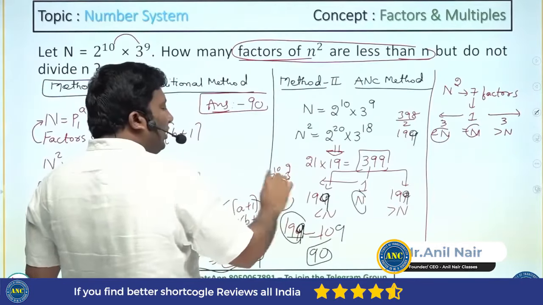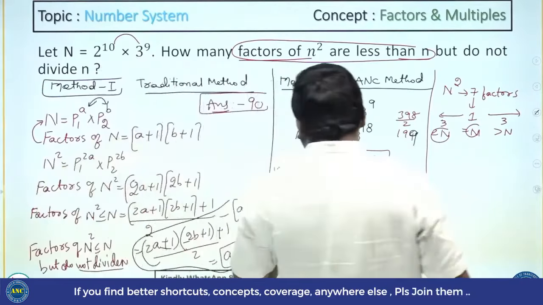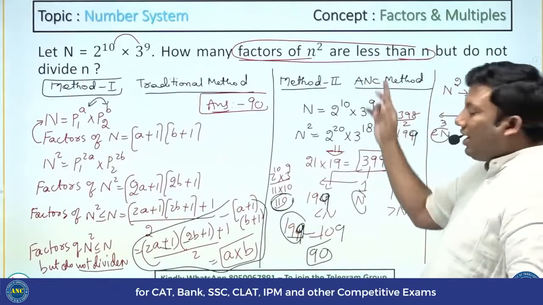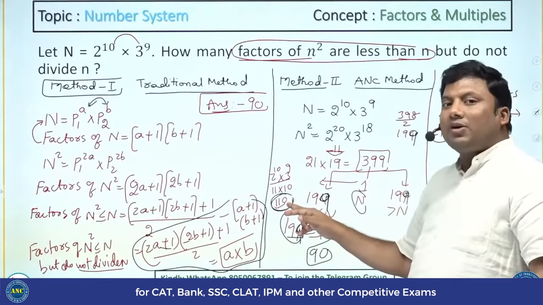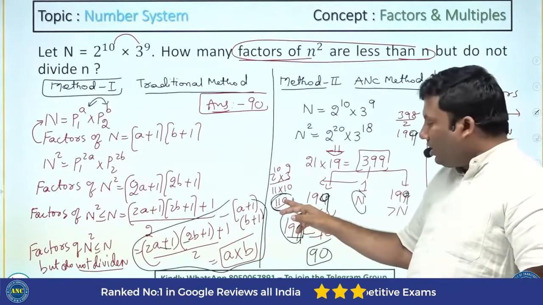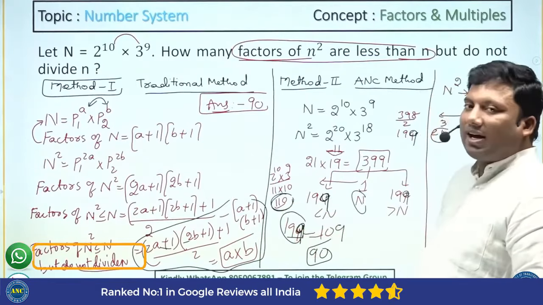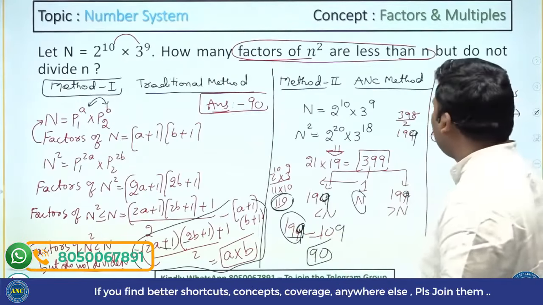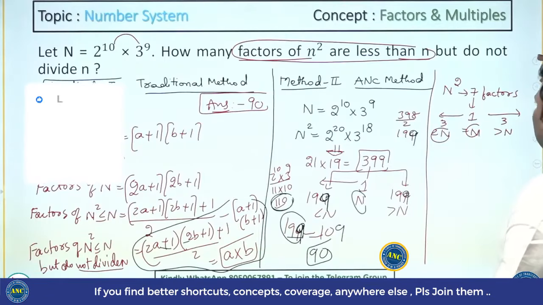2 power 10 into 3 power 9. How many factors are there for this number? 110. It is less than or equal to n, so if it is equivalent to n, I would have taken 110. So 199 minus 109, answer is 90. Very, very easy question, sir. I hope the idea is clear.